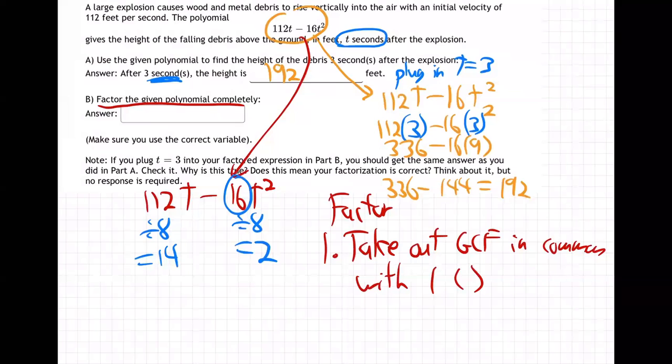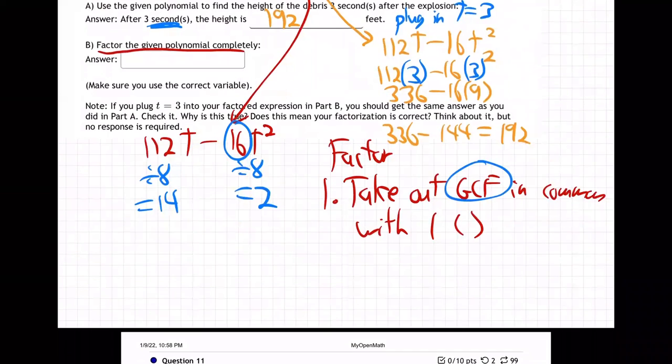Does that make sense? So what goes into 16? Well, 16 itself, and then 8, and then 4, and then 2. Keep going down the line. I need the greatest, the biggest number that they share in common. It's going to be 8. So then I go over here and go, okay, they share in common 8, and then they both have a t. Remember when it comes to letters, you take the lower power, because that's the most they share in common.